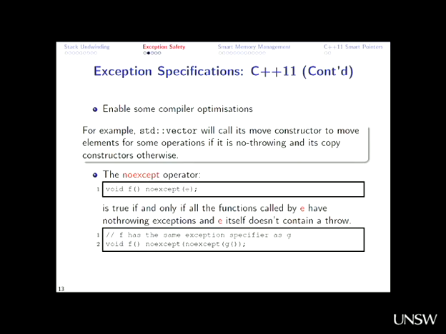Tagging functions noexcept enables some compiler optimization. So, std::vector will call its move constructor to move elements for some operations if those operations are non-throwing and it can use them. If there's a move constructor available and it's non-throwing, it will use it. Otherwise, it'll call a copy constructor. So using non-throwing exceptions enables some compiler optimizations.